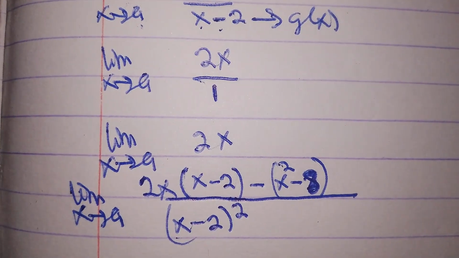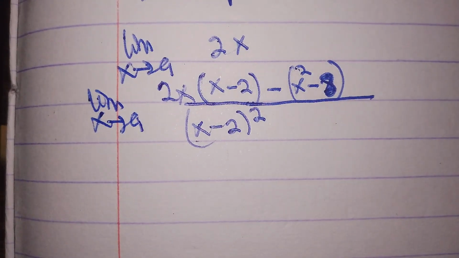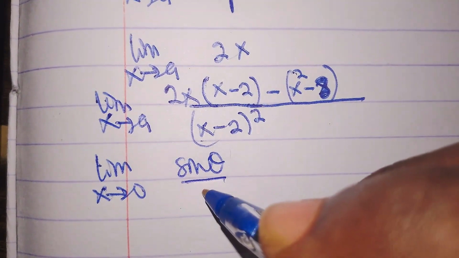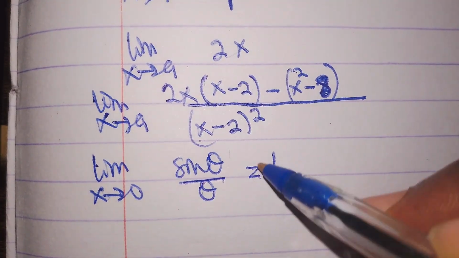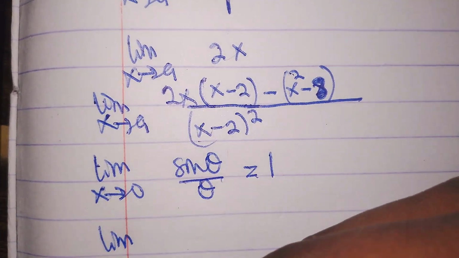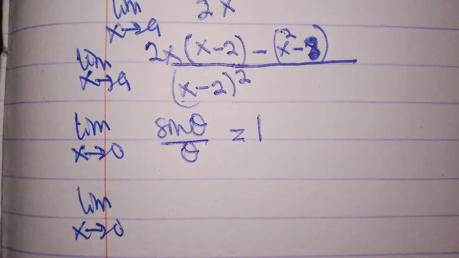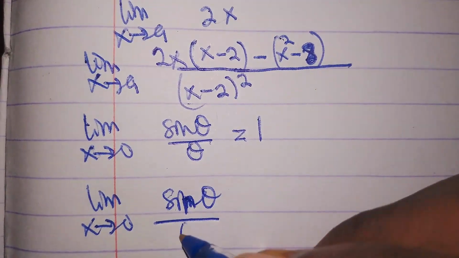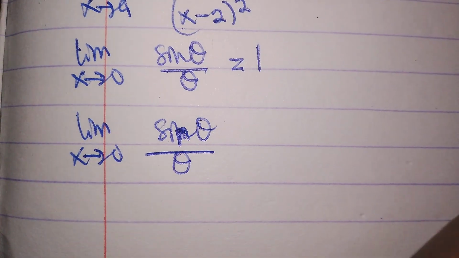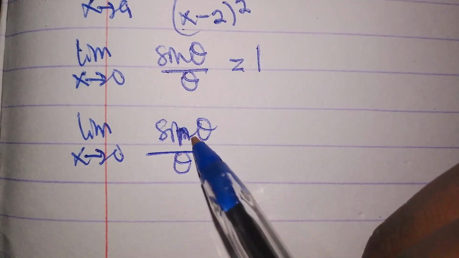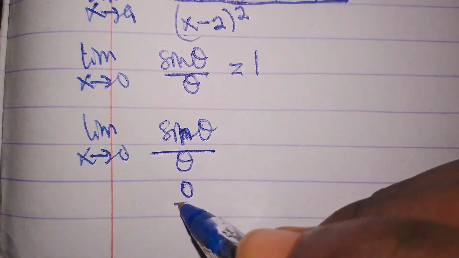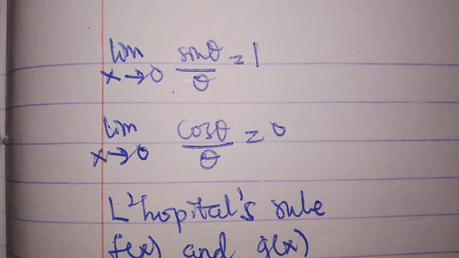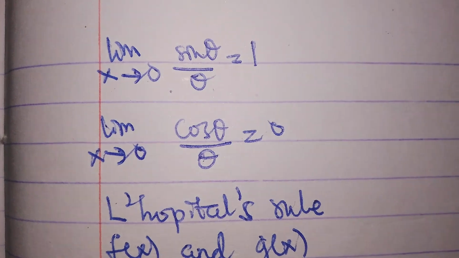So now let's take the limit as x approaches 0 of sine theta over theta, which is equal to 1. Now I want to actually show if this will give us 1. So we are taking the limit as x approaches 0 of sine theta over theta, right? Okay, so now we can see that if we substitute 0 into this particular function, we are going to get 0 over 0. So hence we can approach it with L'Hopital's rule.